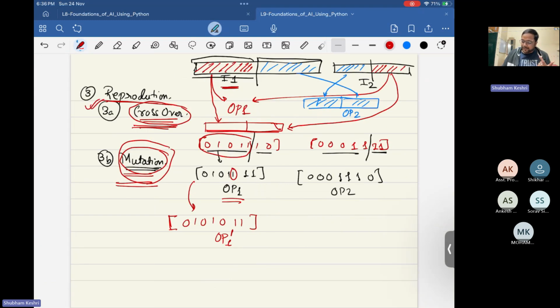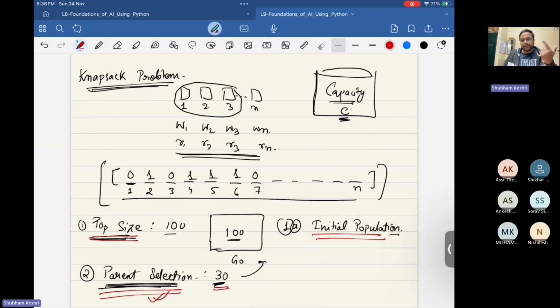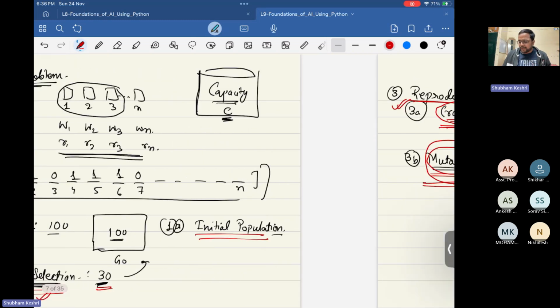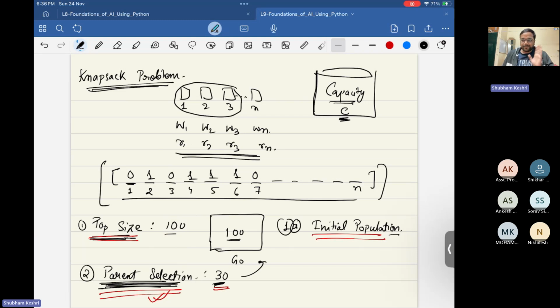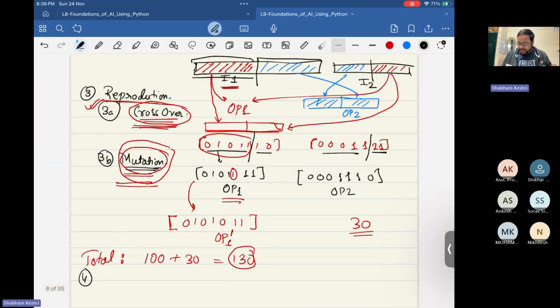Suppose after reproduction, we had selected 30 parents and we generated 30 offsprings, because two parents are creating two offspring. So in total, we'll have 100 plus 30, which is 130 individuals. Out of this 130, you have to select individuals for the next generation. So this is another kind of selection, which is not parent selection. It is selection for the next generation.